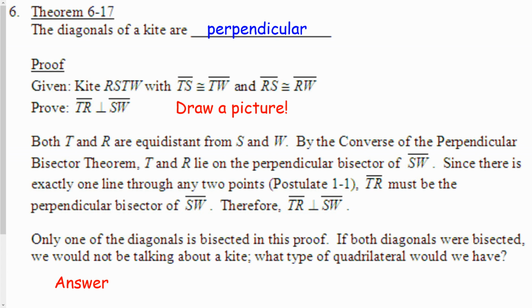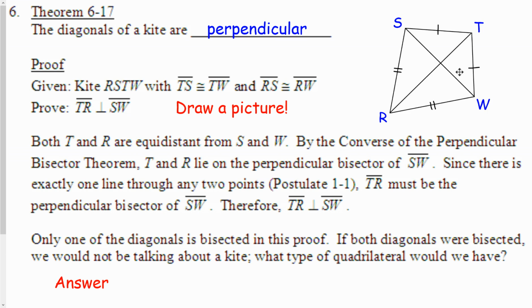Moving on to kites now, diagonals of a kite are always going to be perpendicular to each other. So for the proof of this, instead of writing it out here, I've actually typed a paragraph proof for you. But before we get into talking about the paragraph proof, I want you to draw yourself a picture of this. Draw a kite, label it RSTW, and make sure you label it so that segment TS is congruent to segment TW and segment RS is congruent to segment RW. So here I've drawn a picture of the kite. Yours hopefully looks somewhat similar.